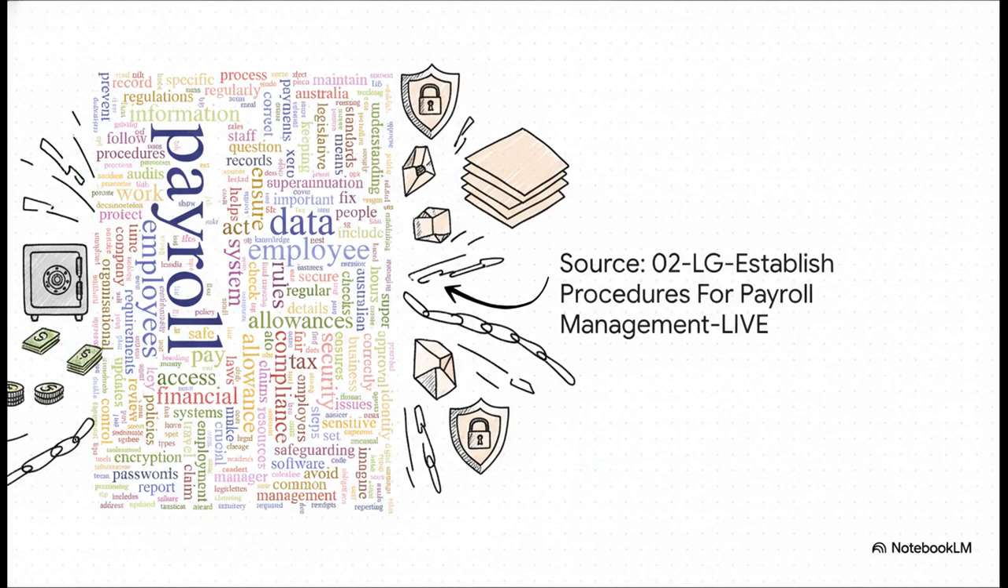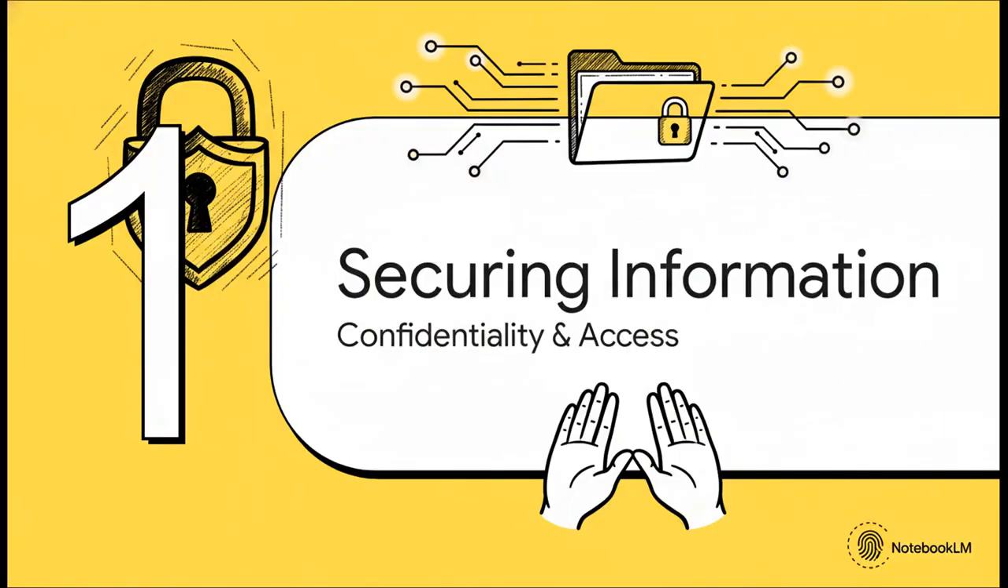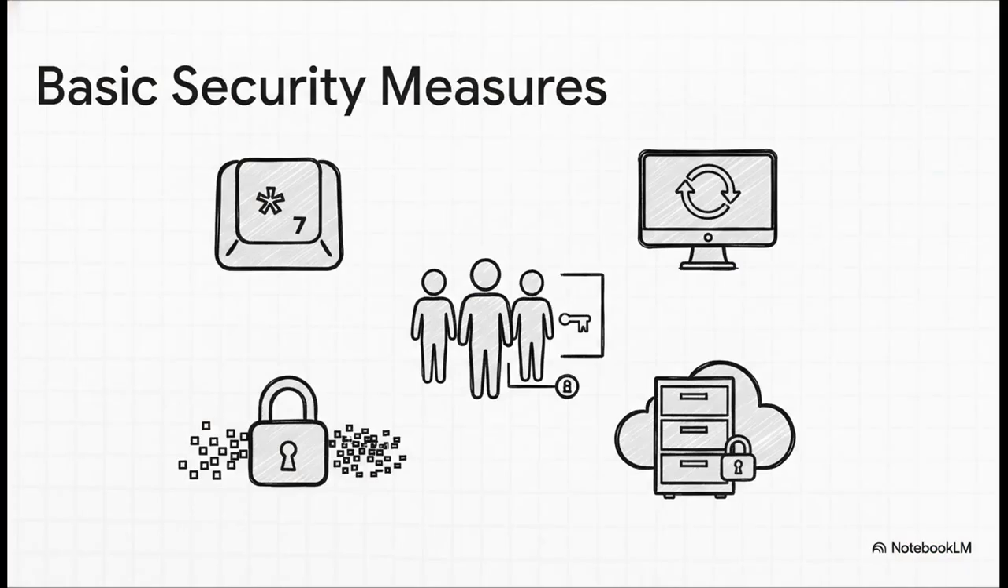Let us begin with the first key area, ensuring the confidentiality and security of payroll information. In this first section, we will detail the essential procedures for securing payroll information, focusing specifically on how to maintain confidentiality and prevent unauthorized access, as outlined in the source document. The source document specifies 5 foundational security measures.